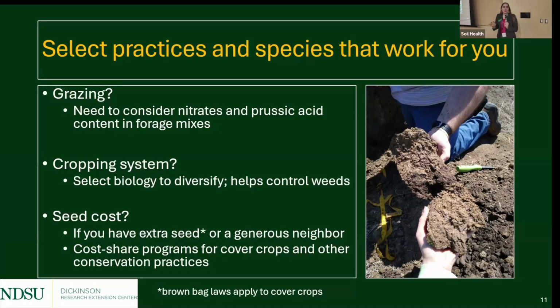And then also seed cost, because of course we need to think about our bottom lines and how we can make conservation practices work within our fields in a way that makes sense and isn't going to ultimately leave us broke, right? So maybe you have extra seed, maybe you have a generous neighbor with extra seed that can obviously seriously offset the cost of planting and intensifying your cropping systems. Just know that the brown bag laws apply to cover crops as well. But there's also a lot of cost share programs through NRCS and through other NGOs that are incentivizing and helping cover some of the costs of implementing these management practices.